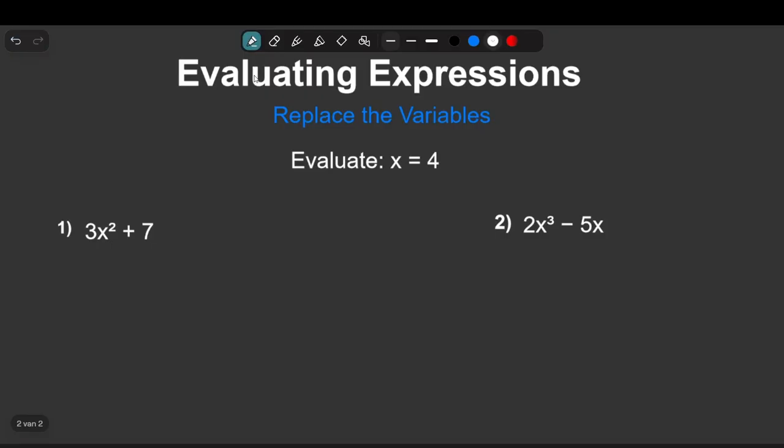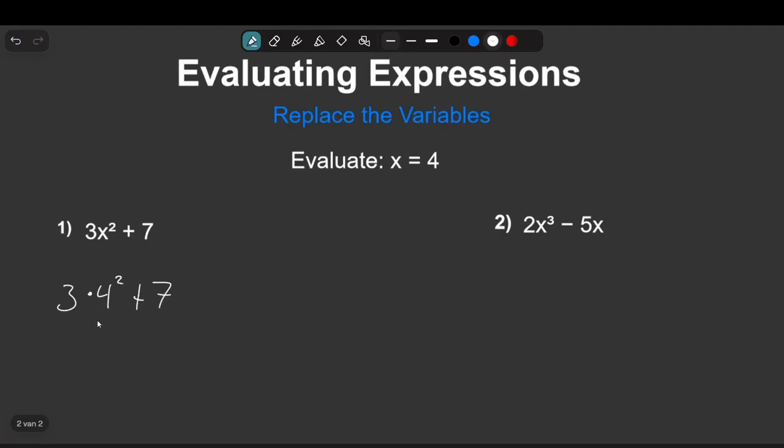So, when evaluating expressions, the first step I like to take is to rewrite the whole expression. We're going to do this by plugging the value of our variable in. So we have 3 times 4 to the power of 2 plus 7. And this is a multiplication sign because if there's a variable right next to a number, you have to multiply. So now we have our expression fully plugged in and fully sorted out. We can just start solving this.